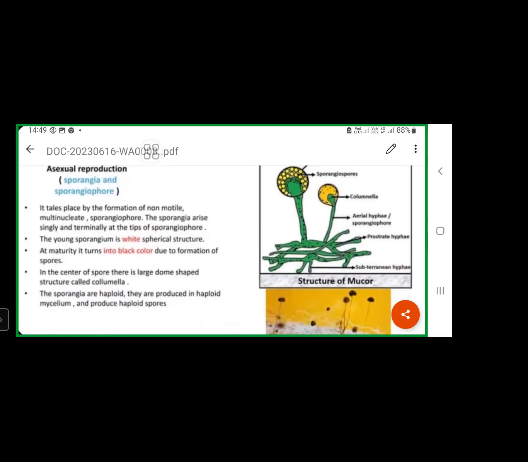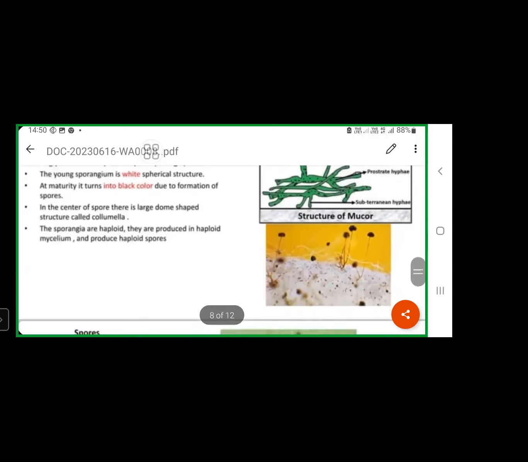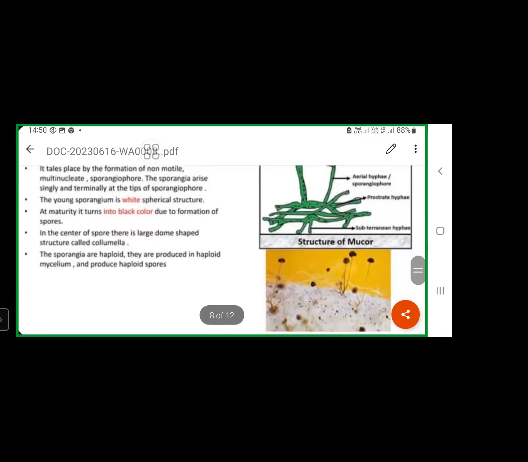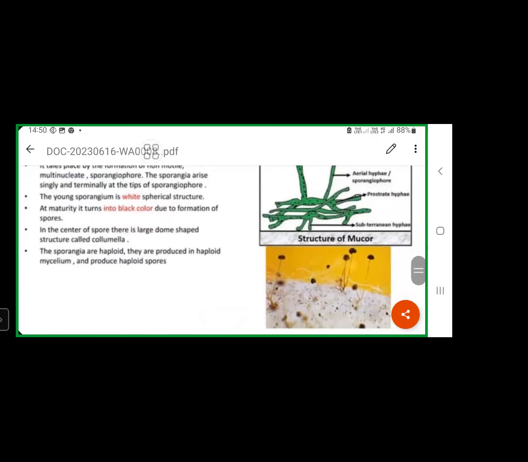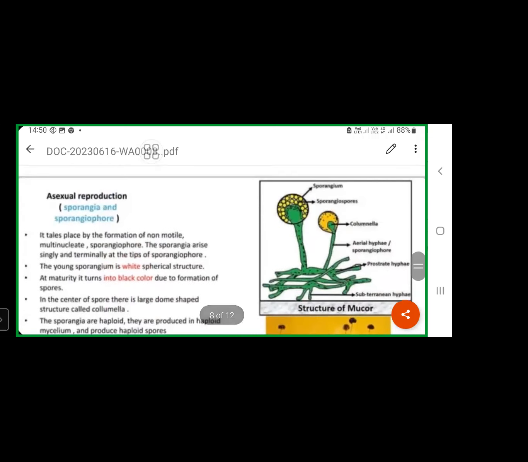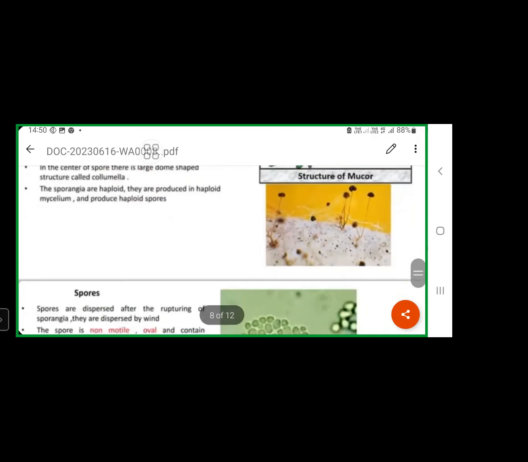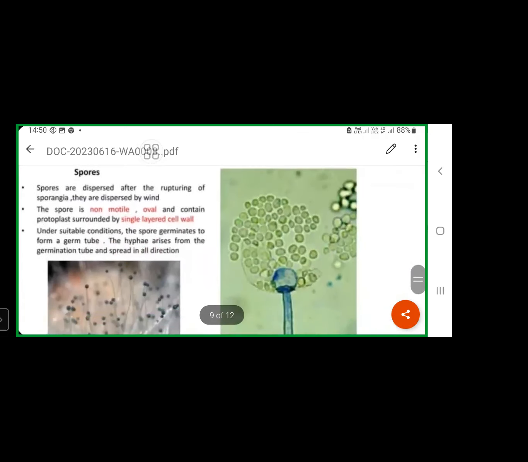So, asexual reproduction results in the formation of a large number of haploid spores which develop into haploid mycelium. Like this, Mucor reproduces asexually by these spores. On maturity, these spores turn black in color. That is why these Mucor species are also called black molds. This is about asexual reproduction in Mucor.